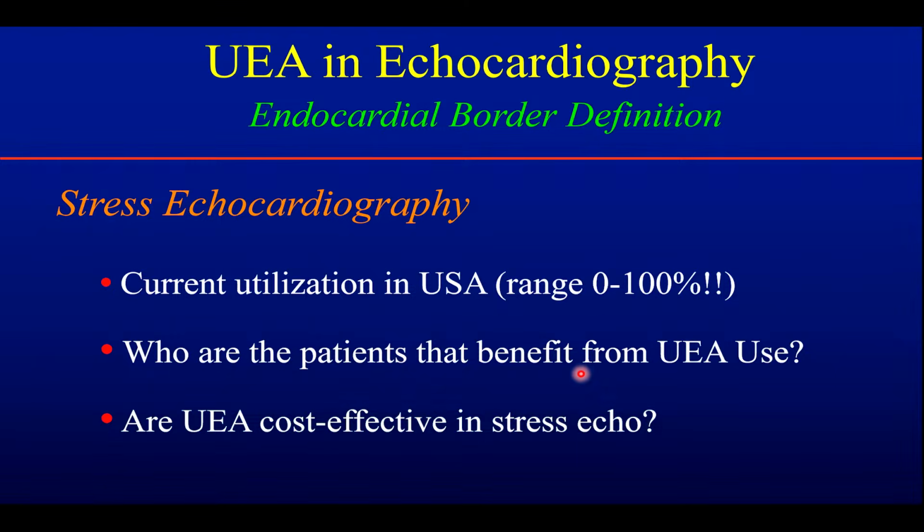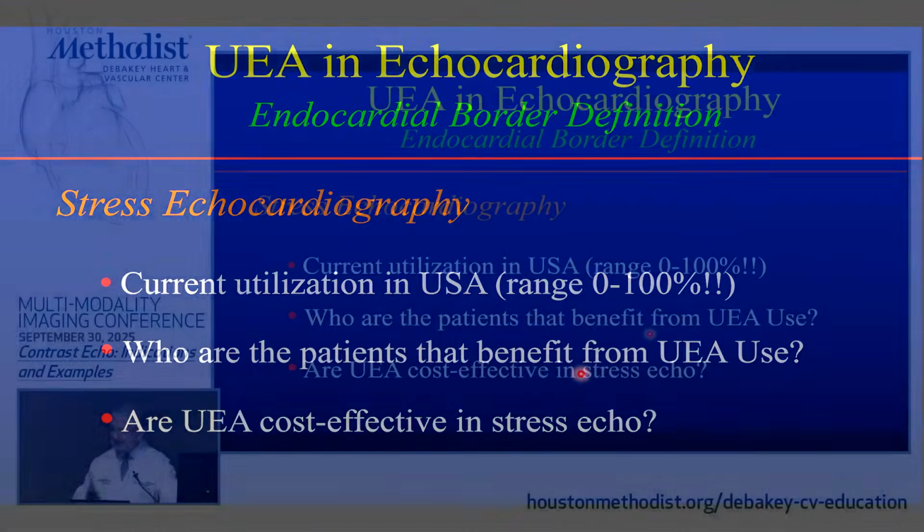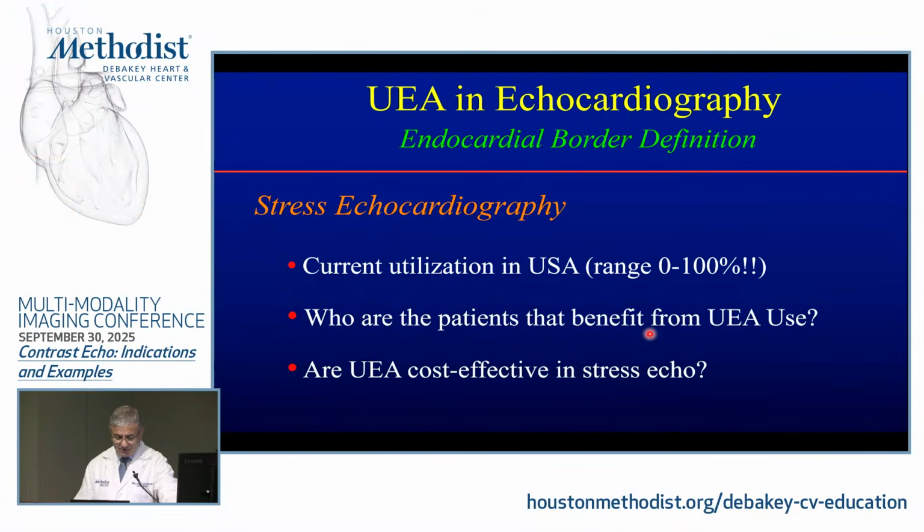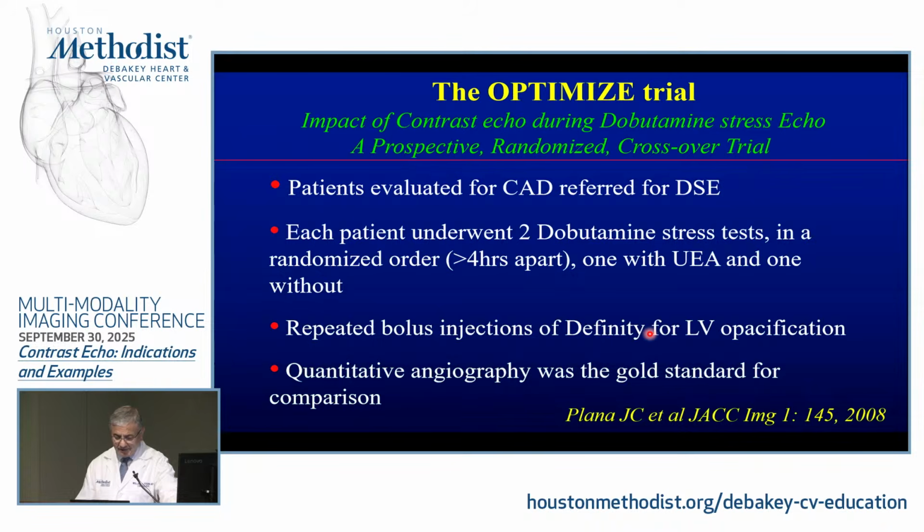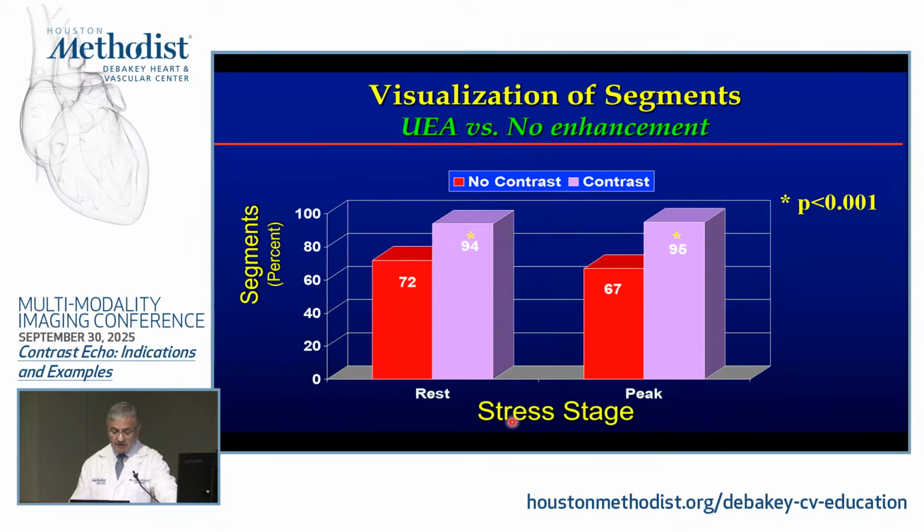And the ones that benefit the most, obviously, are where you see all the segments at baseline as well as during stress. And are they effective? Yes, indeed, they're effective. And this is Juan Carlos Plano now, actually just a dobutamine section. The gold standard was cardiac catheterization. That's what you'd expect also, that if you had no contrast versus contrast, segments visualized more than 90%. And the beauty of it is also notice that although 72% were adequate without contrast, it goes down.